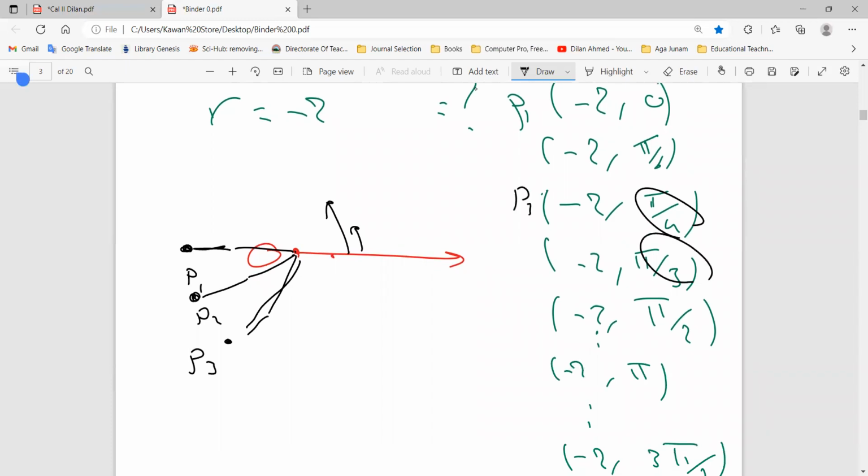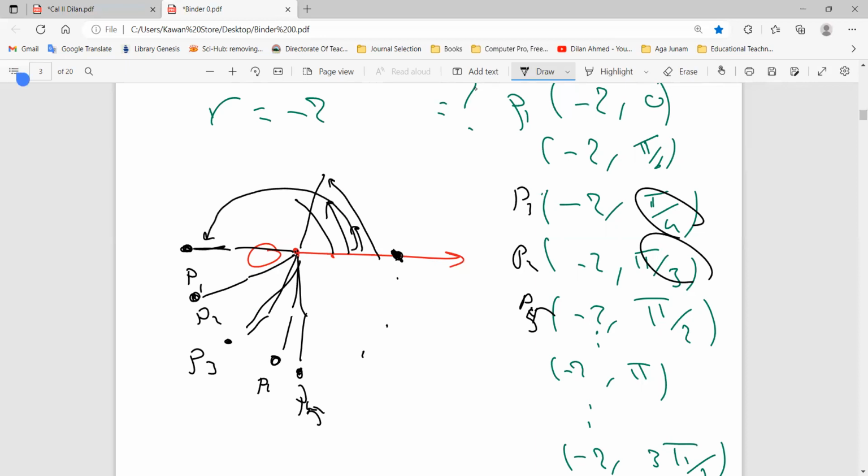Pi over 3. Here's pi over 3. But instead of going there, come down. -1, -2. So here's P4. P5. Pi over 2. Okay, here I am at pi over 2, 90, but come down. -1, -2. So I got P5. And P6, P7, P8. Here's this point. Can you tell me? Pi and -2. You're right. Pi and -2. -1, -2. So this is the point.